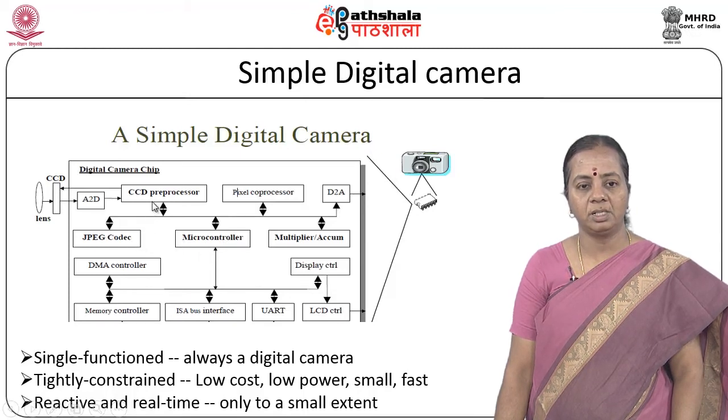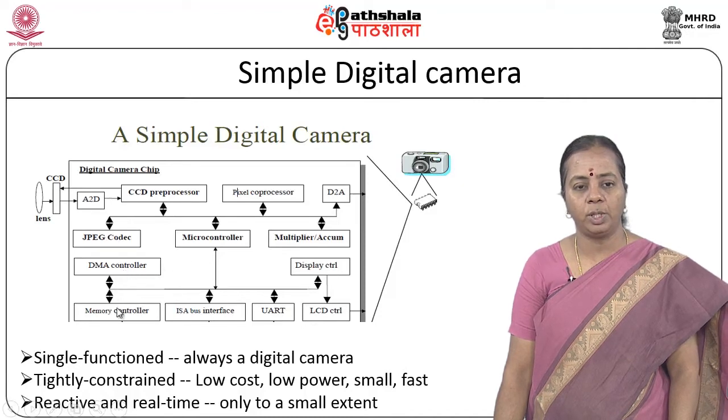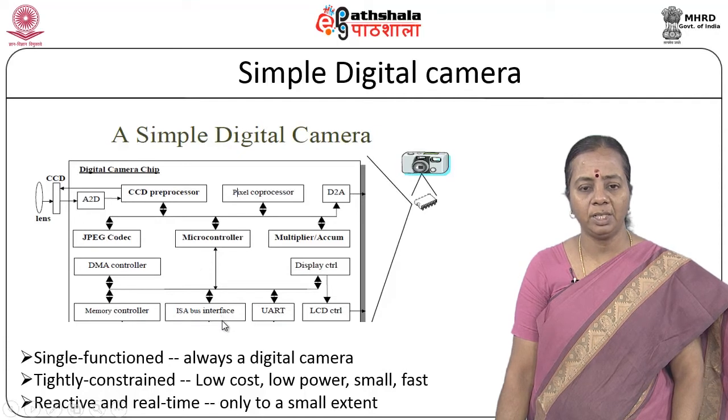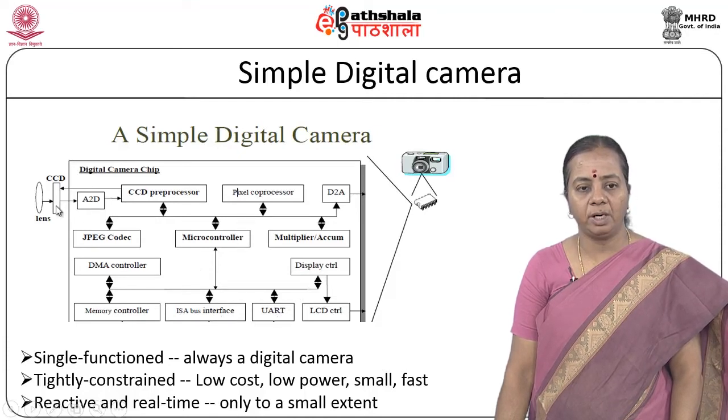The digital information is compressed using a JPEG codec, and through DMA as well as a memory controller, the compressed images can be stored inside the memory of the digital camera. When you are taking a picture, we also want to see it on the screen. That is possible through this particular channel, where it is converted again from digital to analog and shown on the display screen, that is, the LCD panel.